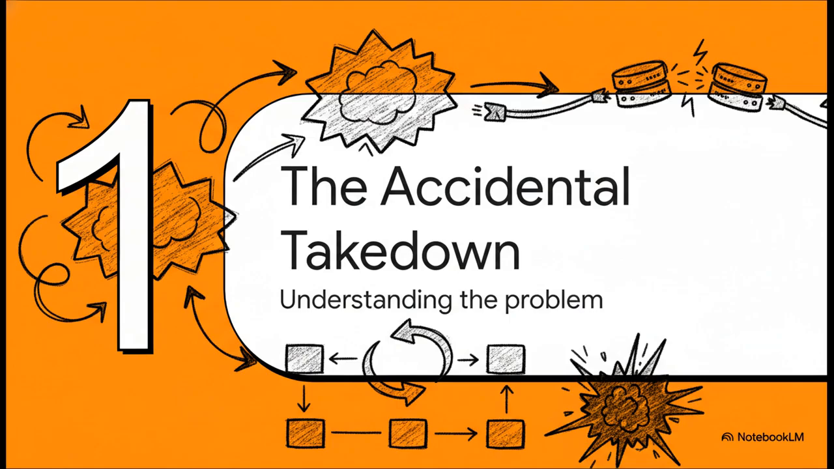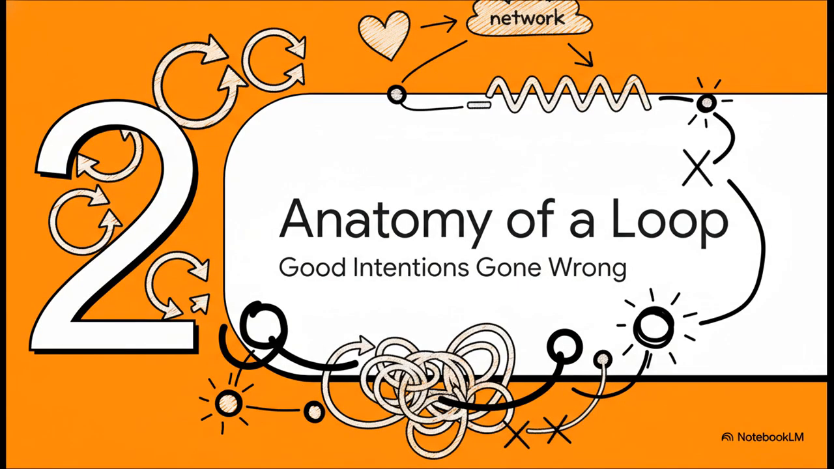All right, so let's get into it. To really wrap your head around the solution, you have to understand the problem from the inside out. So we're going to break down exactly how this accidental takedown happens. You know, it all starts with the basic anatomy of a loop. And what's wild is that they're almost always created with the best of intentions. You're not trying to break things. You're usually trying to build a more resilient, more reliable network.